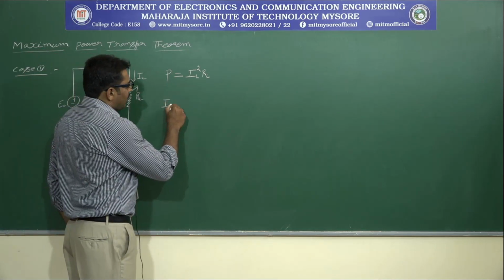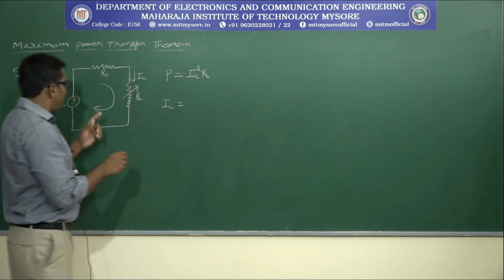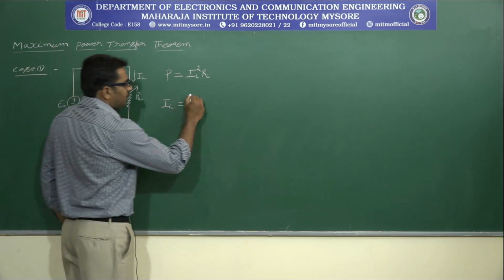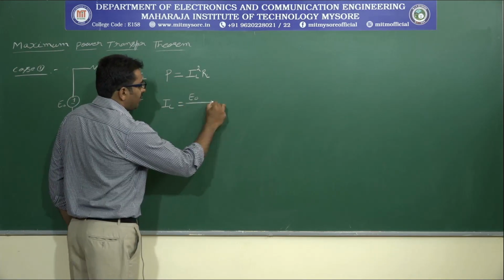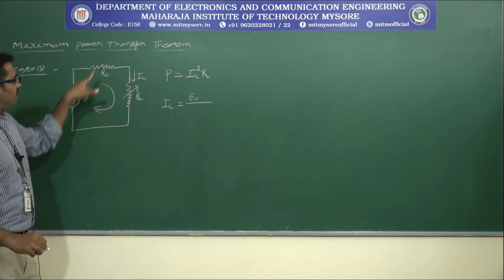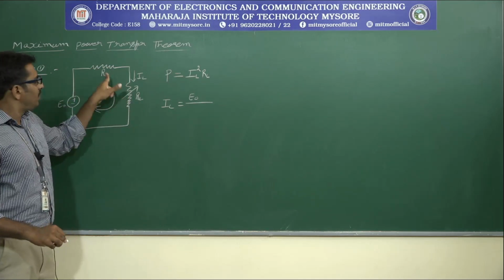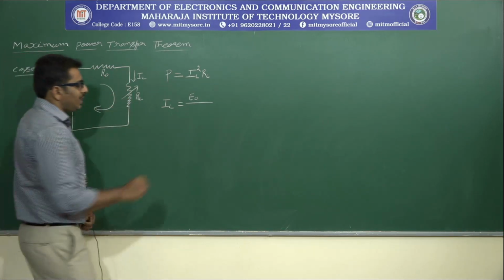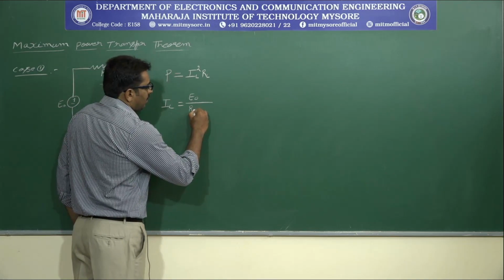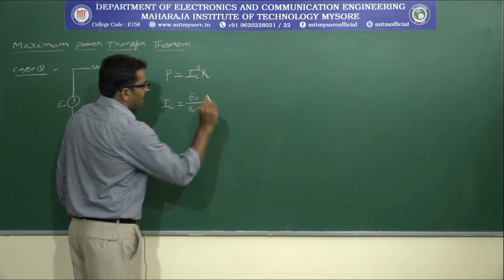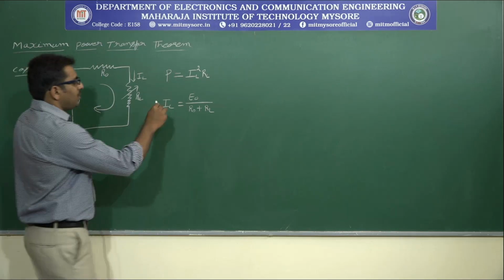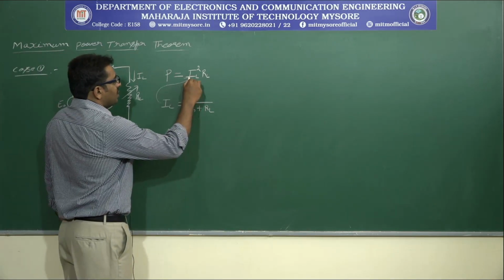Therefore, IL is equal to the voltage in this loop, E naught, divided by the total resistance of this circuit. R naught plus RL, because these two are connected in series. So R naught plus RL. Is that clear? Just substitute IL in the above equation.